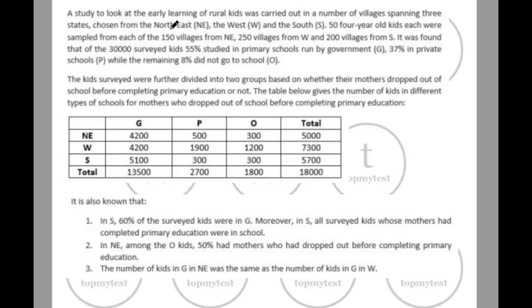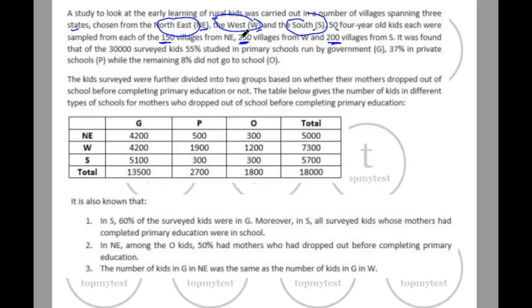A study to look at the early learning of rural kids was carried out in a number of villages spanning 3 states: Northeast, West and South, abbreviated as NEWNS. 4-year-old kids were sampled from 150 villages of Northeast, 250 villages in West and 200 villages in South. So total villages sampled are 150 plus 250, 400 plus 200, 600.